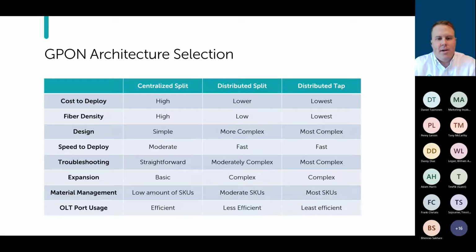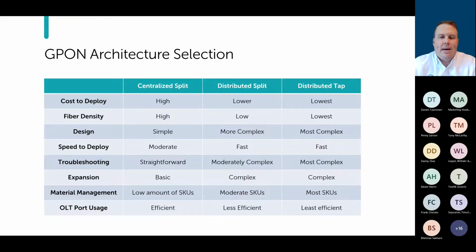From a material management standpoint, centralized split is going to be one of the easier ones to keep up with. You're going to have one or two types of cabinets, 1x32 splitters, few different types of cable, and then you're pretty much going to run from there. Distributed split, you're going to have kind of somewhere in the middle in terms of material you're going to keep up with. A couple different types of splitters. You are going to have less cable counts to keep up with. So it might be kind of a wash there.